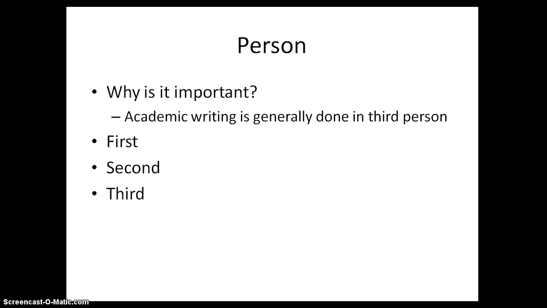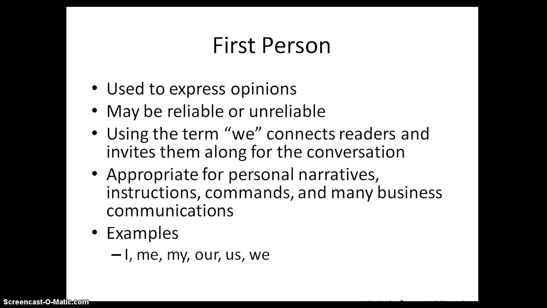Person, why is it important? Academic writing is generally done in third person, but you have first, second, and third person voice. First person is used to express opinions, which may be reliable or unreliable. Using the term we connects readers and invites them along for the conversation. It's appropriate for personal narratives, instructions, commands, and many business communications. Examples of first person are I, me, my, our, us, or we.